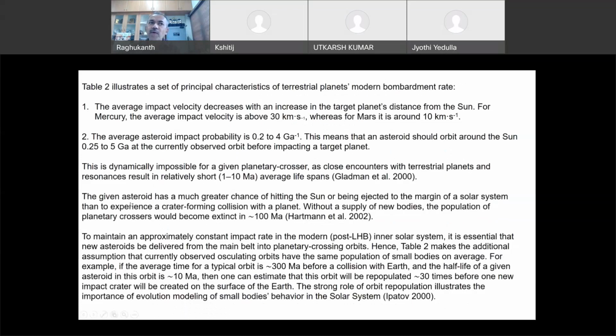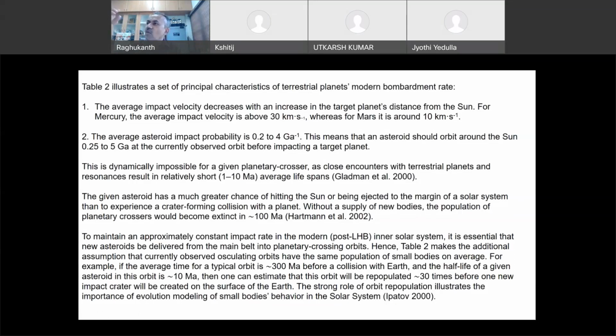And then the given asteroids have a much greater chance of hitting the Sun or being ejected to the margin of the solar system than to experience a crater-forming collision with a planet. But without a supply of new bodies, because all the asteroids in our solar system were exhausted in the initial stages with impact craters, now the population is decreasing. If you don't have new bodies, the population of planetary crossers would become extinct. This also they have said.